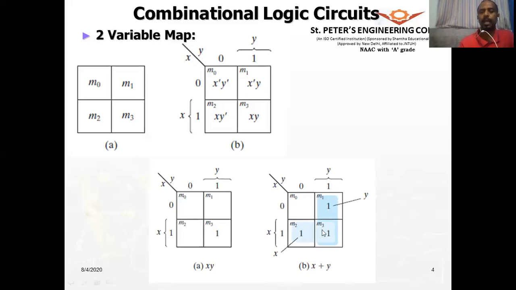So in this, I have 2 number of ones which are adjacent to each other. I cannot club the numbers that are diagonal to each other. It should be adjacent.